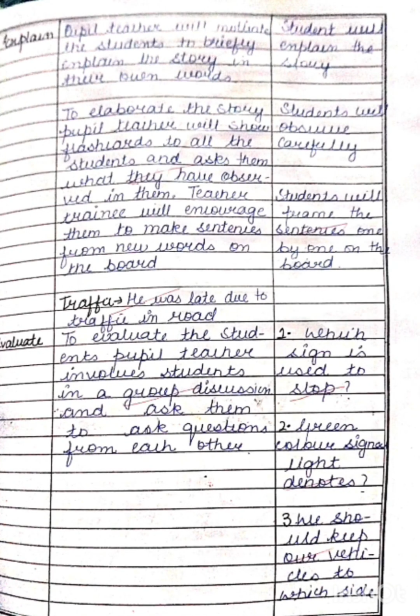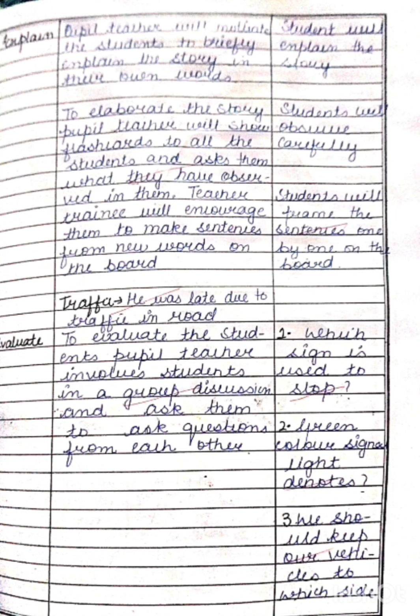After that, the explanation mode, the pupil teacher will motivate students to give a brief explanation of the story in their own words. With the help of the chart to elaborate the story, the pupil teacher will show flashcards to the students and ask them what they have observed in the given material. Likewise, encourage them to make sentences from the new words on the board. The traffic, he was late due to the traffic on the road. This is how he or she will explain the lesson.